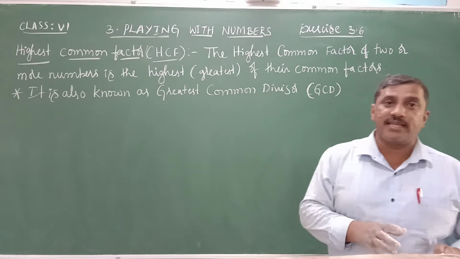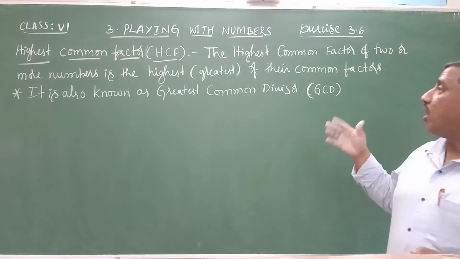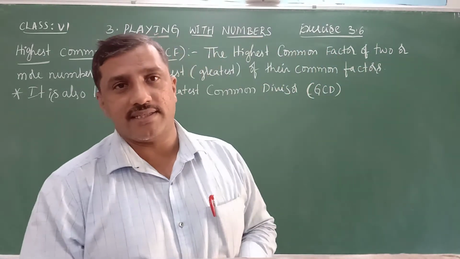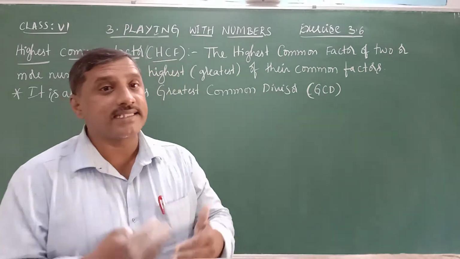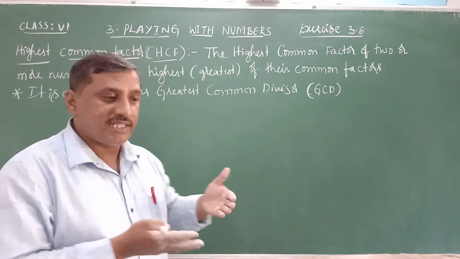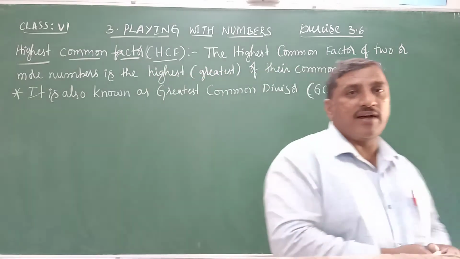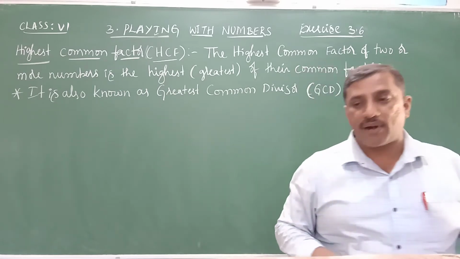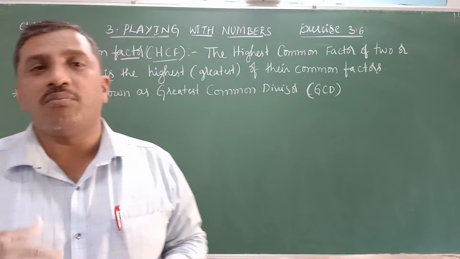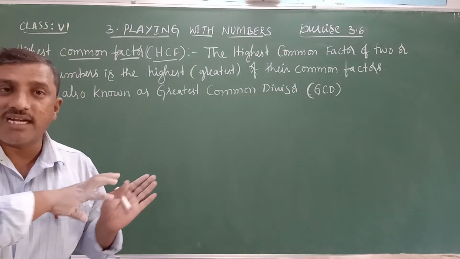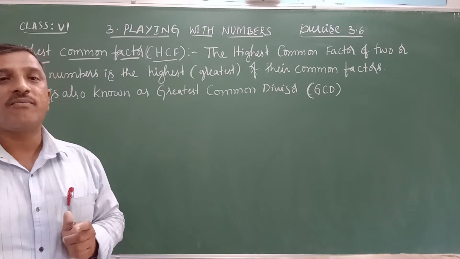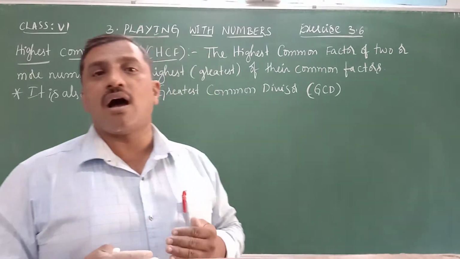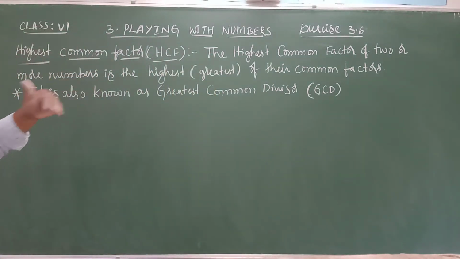Highest common factor of two or more than two numbers is the highest or the greatest of their common factors. We have seen in the previous class, we found the common factors. Some numbers are having only one as the common factor, and we call them co-primes. And most of the numbers have more than one common factor. Among all those common factors, one common factor will be the highest or the greatest. That greatest or the highest common factor is the highest common factor, that is HCF.